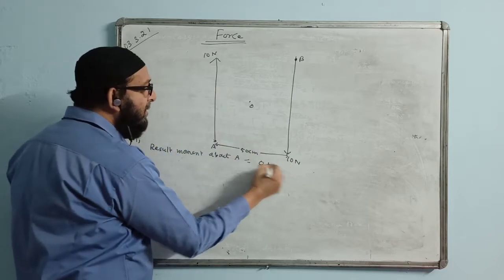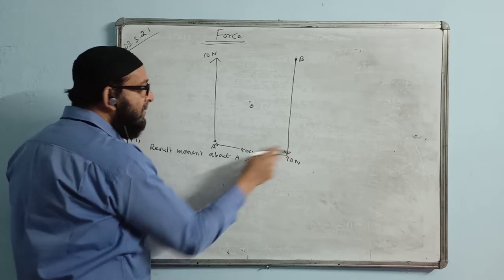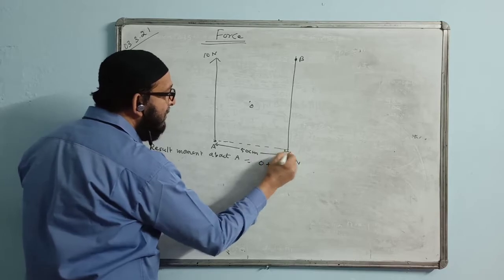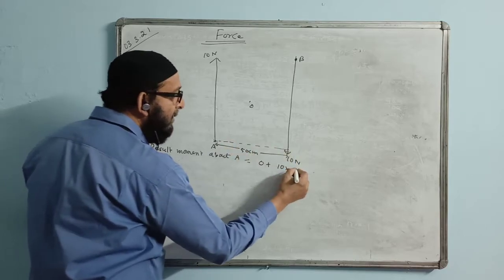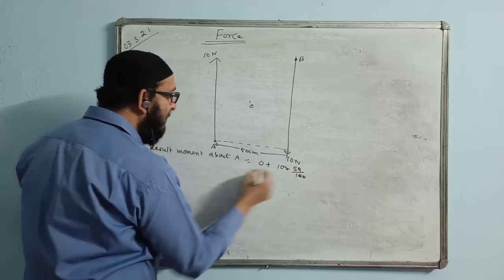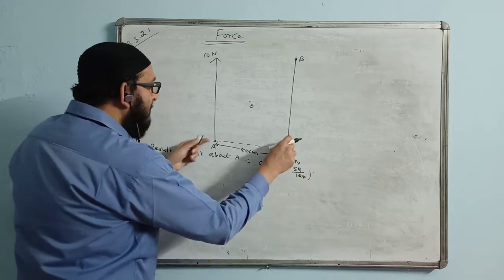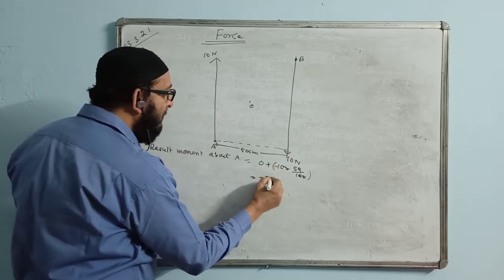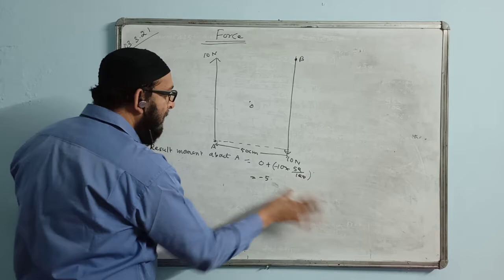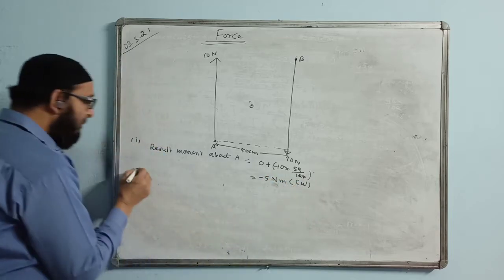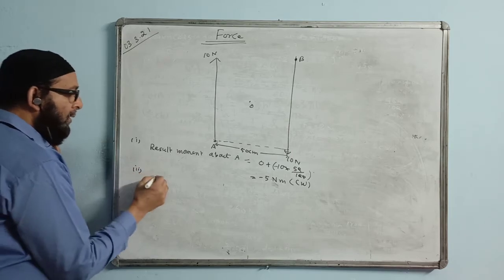The first answer: write 0 plus this value 10 into the total distance from here to here. What is the distance here? This is the perpendicular distance, 50 centimeter. We will change it into meter, 50 by 100. Cancel, the answer will come. And what direction? Check. This will turn in clockwise direction, so the minus sign. The answer will come minus 5 Newton meter and clockwise. The first answer.